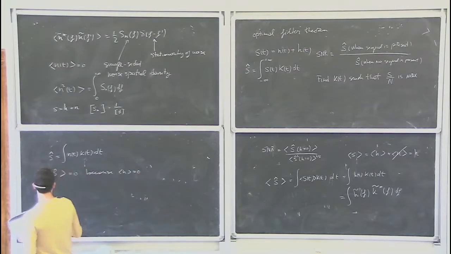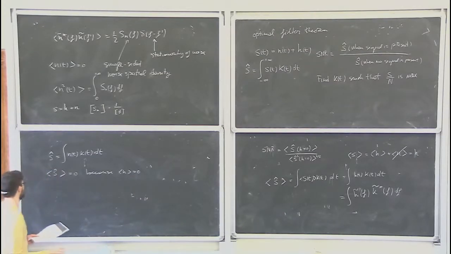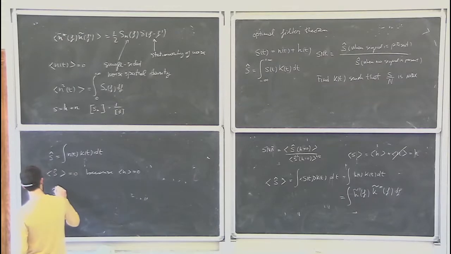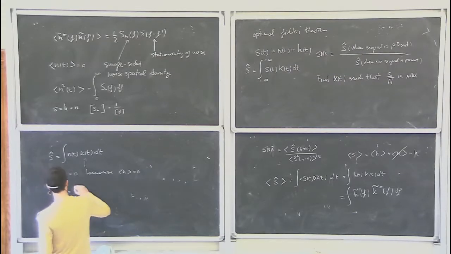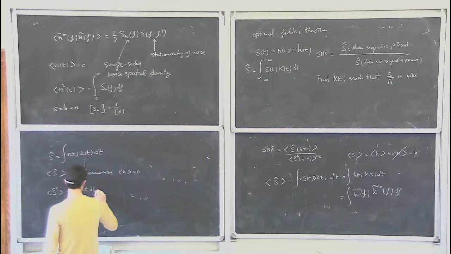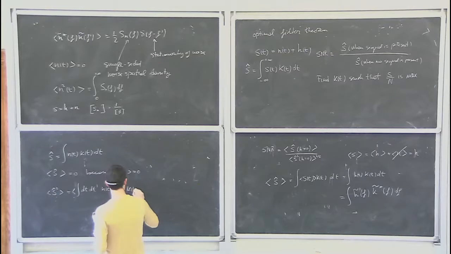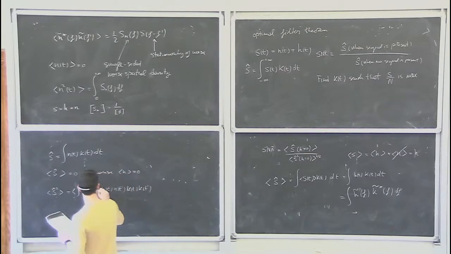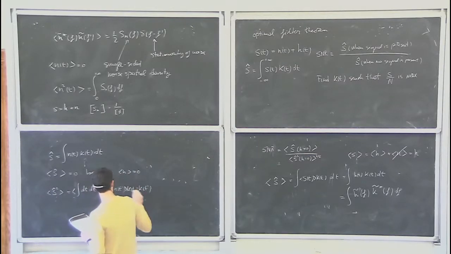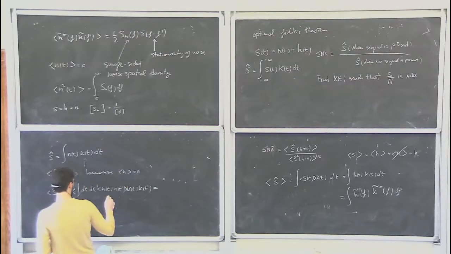So what I want to do is therefore take the RMS of S. So I want to take the average of S squared, which is the integral in dt, dt prime of n of t prime, k of t, k of t prime, and then I need to take the average, so the average applies to the noise. And then I use my definition.